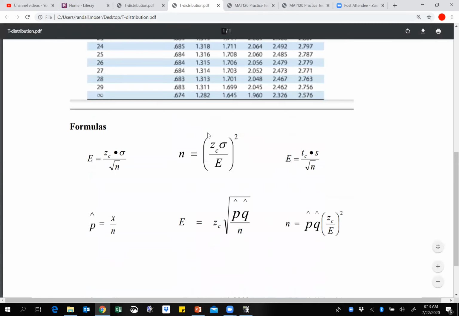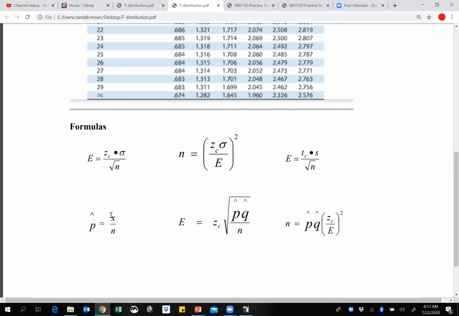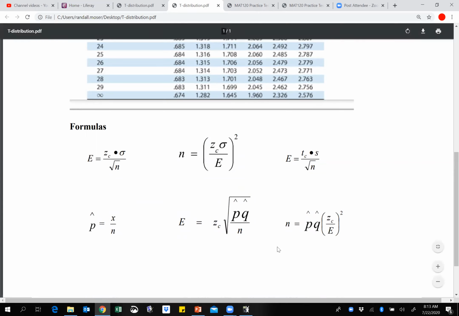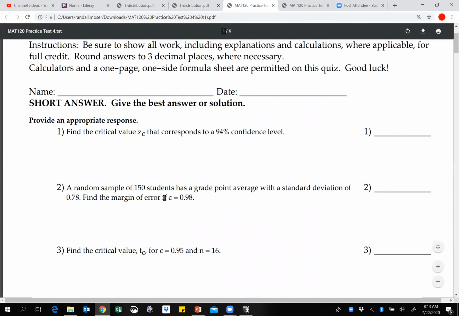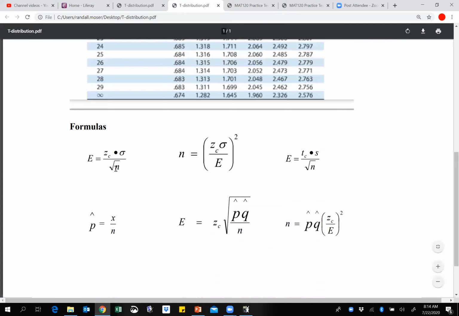But then in addition to that, this T-score chart will also contain all of the formulas for this chapter that you will need for the exam. So when we move on to example 2, when they say to find the margin of error, it's a large sample size, so that's going to be using a Z-score. The margin of error formula, E, that involves the Z-score is this one right here: E equals ZC times sigma divided by the square root of n.